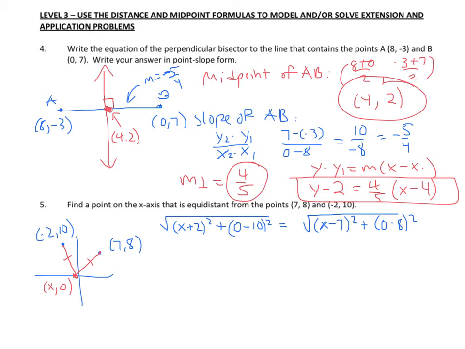I can get rid of those radicals by squaring both sides. That will cancel the radicals. And I can also simplify here and here. So I get x plus 2 quantity squared plus negative 10 squared is 100 equals x minus 7 quantity squared plus negative 8 squared, which is 64.